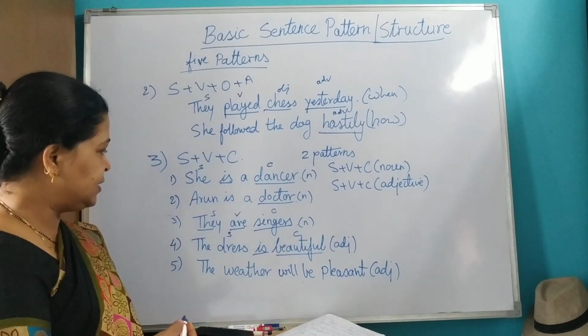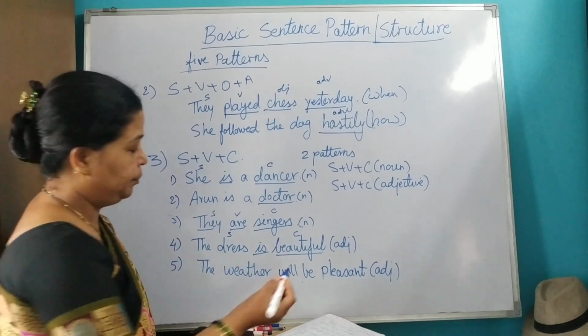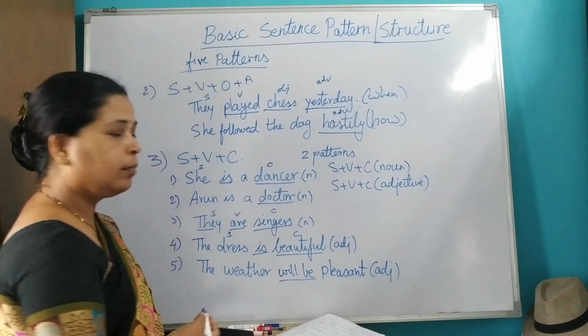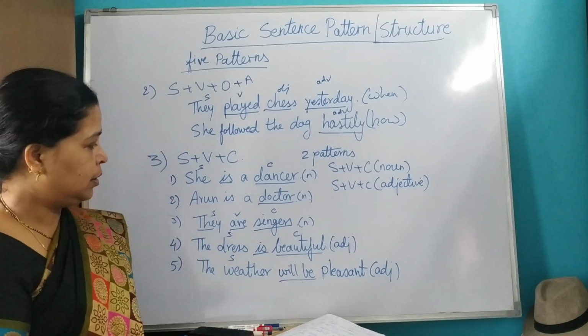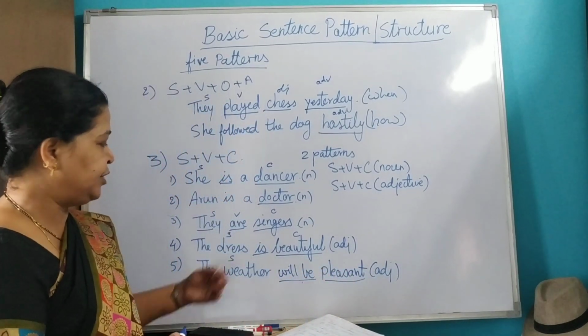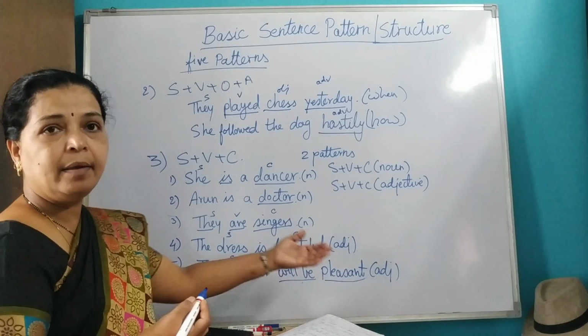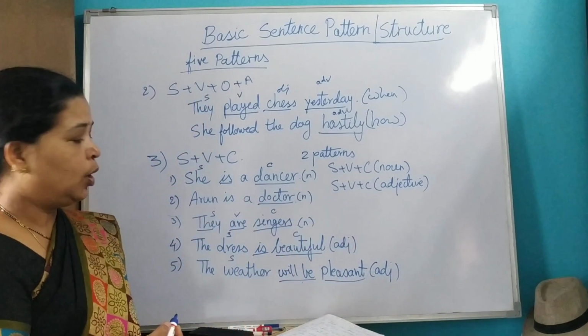Okay. Last sentence. The weather will be pleasant. Which is a verb? Will be. Subject, the weather, and pleasant. It is describing the subject, the weather. The weather will be pleasant. So the complement is adjective over here.